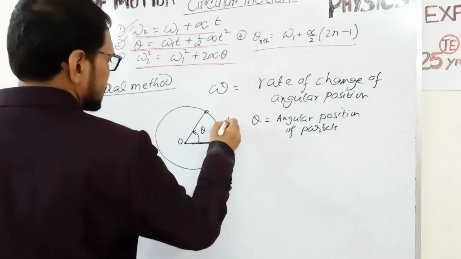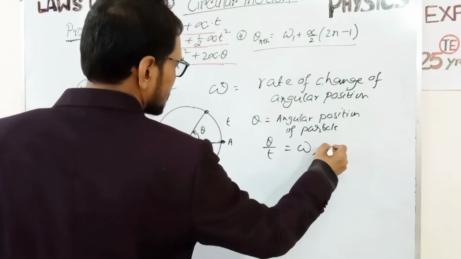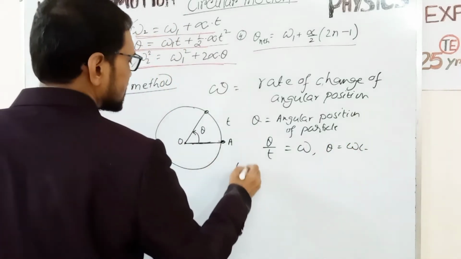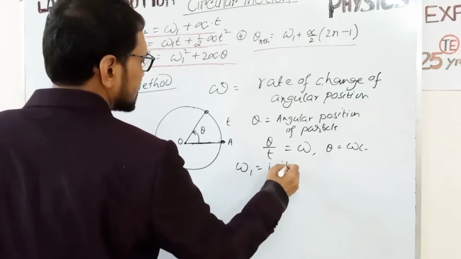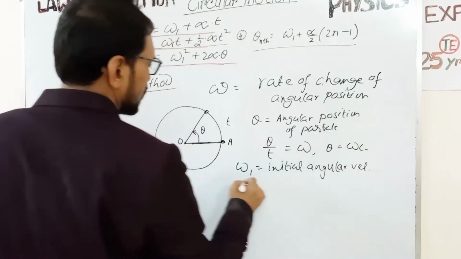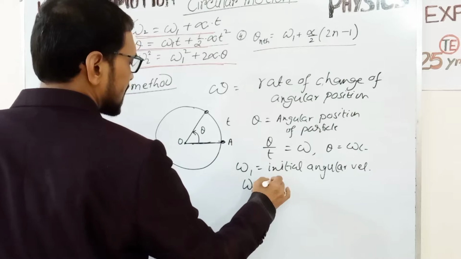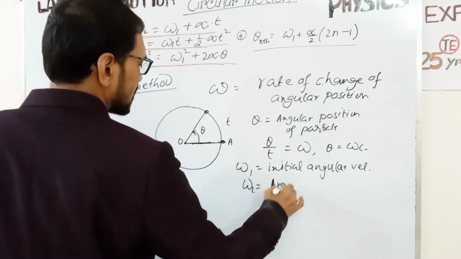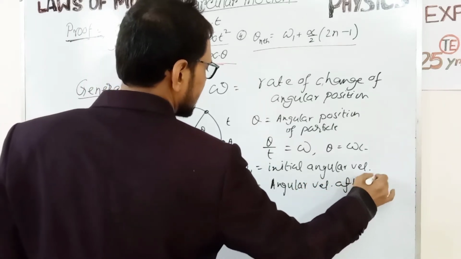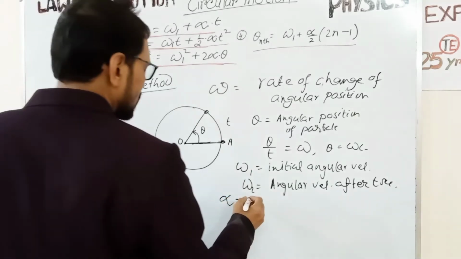So theta by t is defined as angular velocity. So theta by t equal to omega, that is theta equal to omega t. Now omega 1 is the initial velocity, omega 1 equal to initial angular velocity, and omega 2 equal to final angular velocity, that is the angular velocity after t seconds.